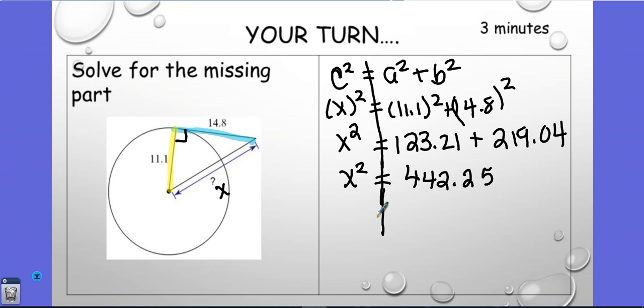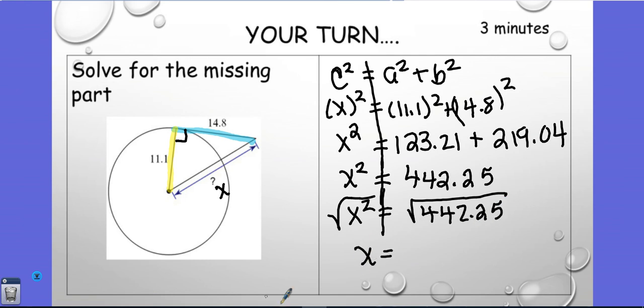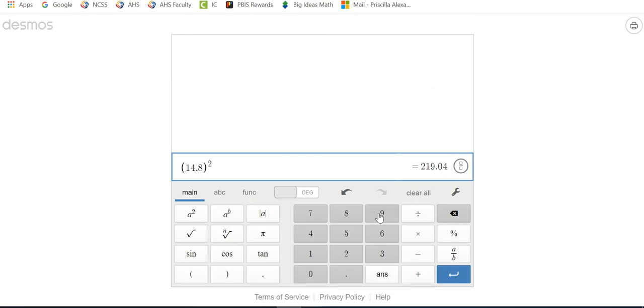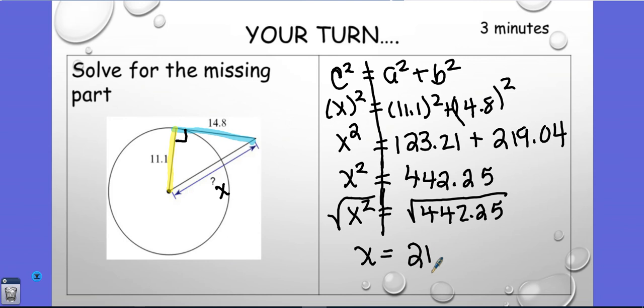And then I don't want x squared, I want x, so I am going to take the square root of both sides. And here we get x equals, and let me go grab the calculator because that one, I don't know by heart. 442.25, oops. Y'all be careful with this calculator, it does strange things. So you have to make sure stuff is in the right spot. So you get 21.0, and then this 9 makes that 2 round up to a 3. So I'm going to the nearest hundredth. And we are finished. We found x.